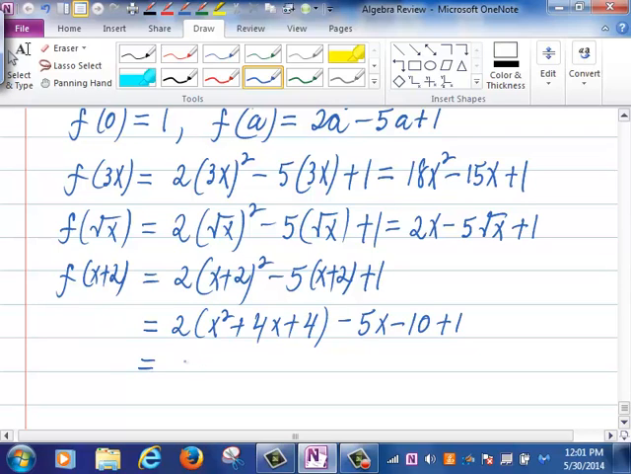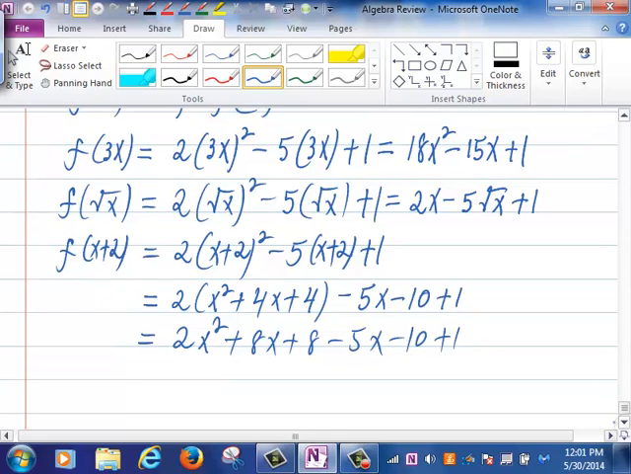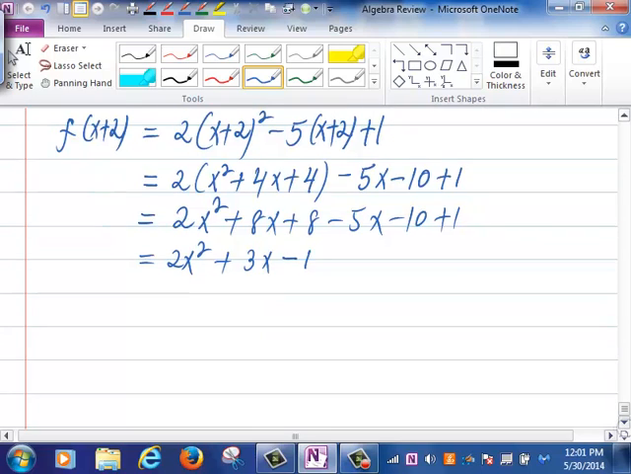Okay, so what do I get? If I simplify, I get 2x squared. You realize that I get an 8x and then I have a minus 5x. So what would that be? Well, let me write it down. 8x plus 8 minus 5x minus 10 plus 1. So this would be 2x squared. You have to collect the like terms. 8x minus 5x is what? 3x. 8 minus 10 plus 1, so 9 minus 10, that's negative 1. Okay, is that okay?